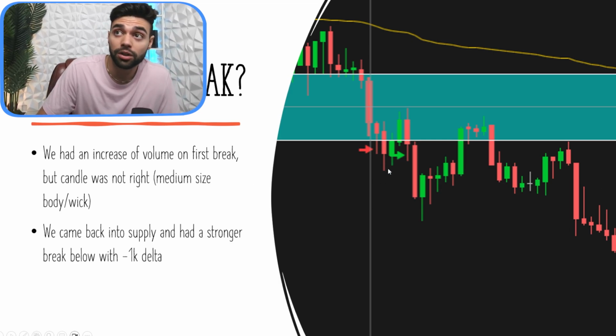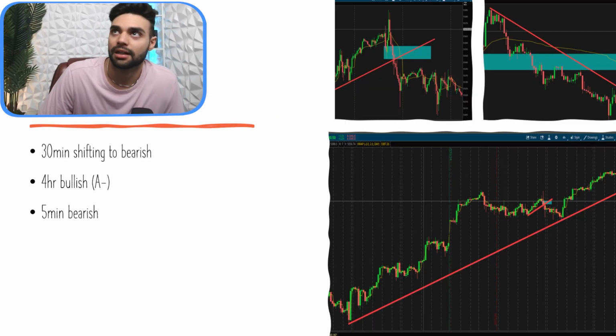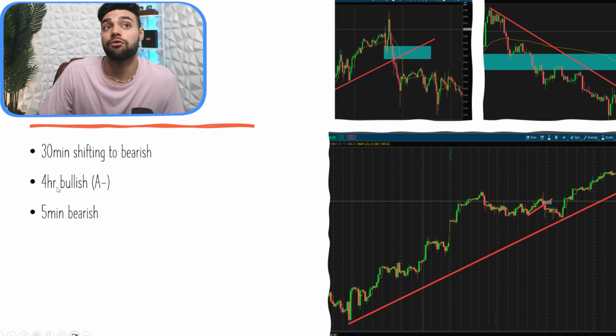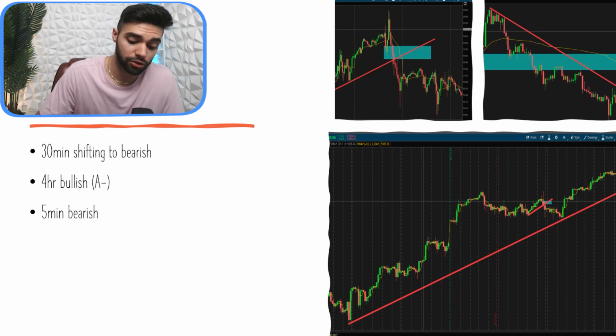This one would have still worked on the retest. It would have worked, right? But this one, as you can see, was much better. Let's talk about the structure here, right? 30-minute is finally shifting to bearish. The 4-hour is bullish. Since the 4-hour is bullish, this is an A- setup, and the 5-minute is also bearish, as you can tell by looking at these pictures right here.